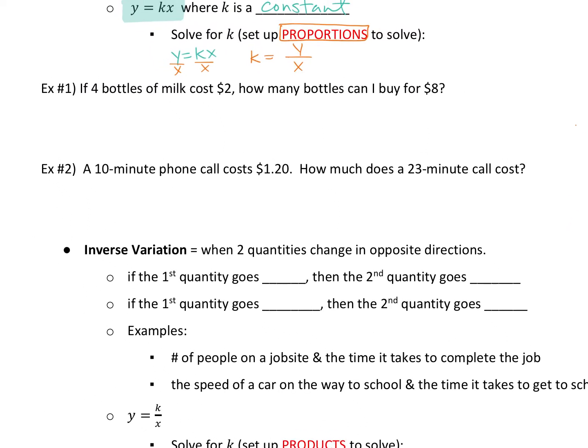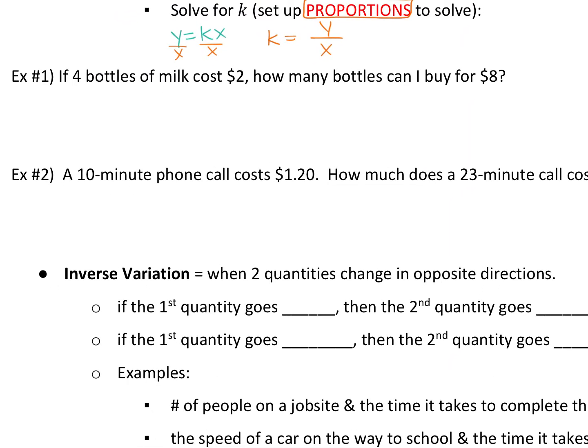Okay, so let me show you how we do this. And you've done this before. You just haven't addressed it as direct variation necessarily. It says, if 4 bottles of milk cost $2, how many bottles can I buy for $8? Okay, so it's one quantity over the other. The comparison of the two equals the one quantity over the other again. y over x equals y over x. So I'm going to call this $2 for 4 bottles equal to something over something.